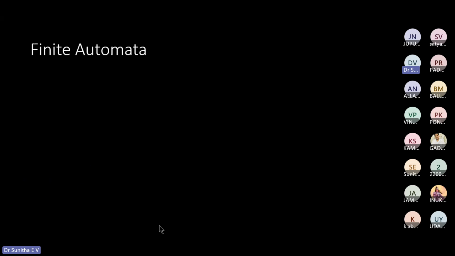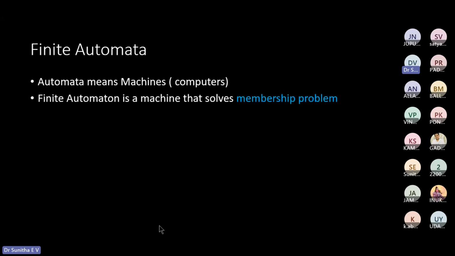Now we can move to finite automata. Finite automata means machines. So in our context, machines means computers. So finite automaton is a machine. Automaton is the singular word of automata. Automata is plural. It means machines. Okay. So finite automaton is a machine that solves membership problem.